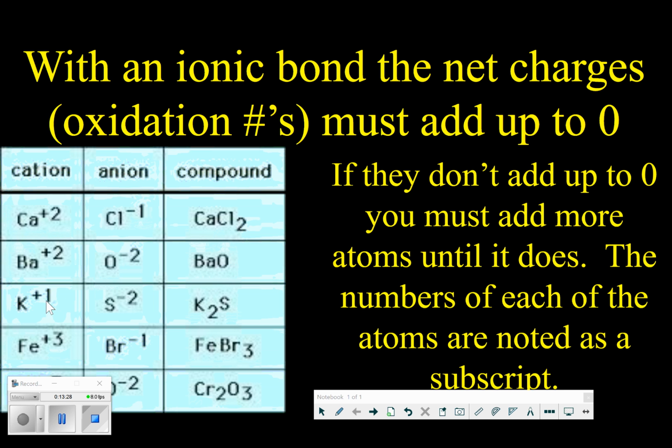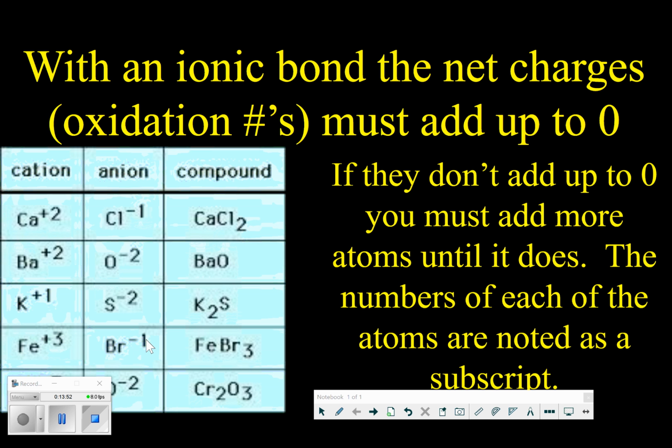Potassium, K, is a +1. Sulfur, S, is a -2. So to make this a 0, you're going to have 2 potassiums. So K2S1. Okay? Fe, iron, it has a +3 charge.